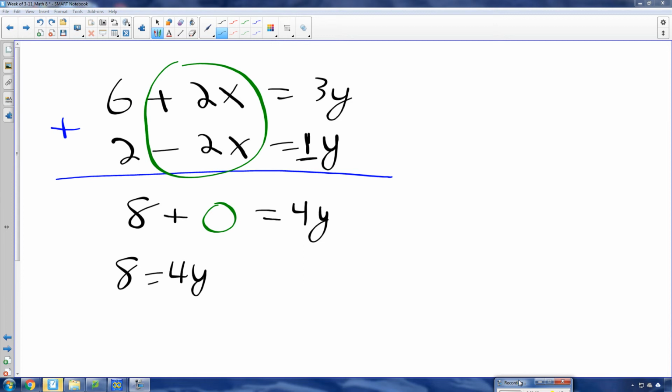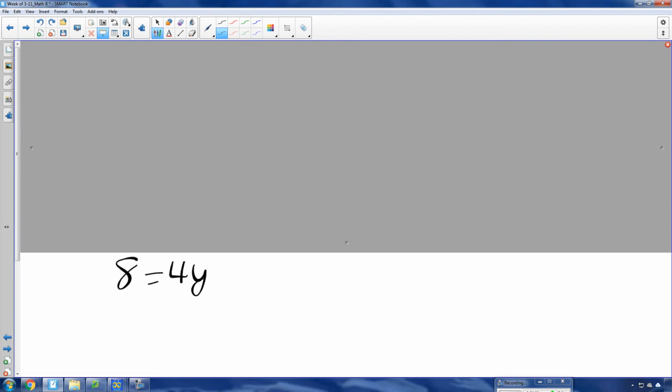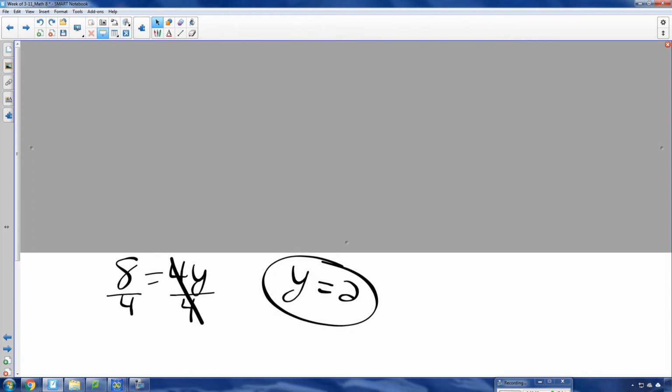Pause the video if you need to copy this, but I'm going to cover up some of this. I'm just trying to focus you in on what you need to know. All you need to know how to do is solve this. So divide both sides by 4, y equals 2. Now, are we done now, or do we have another one to find? We have another one to find.